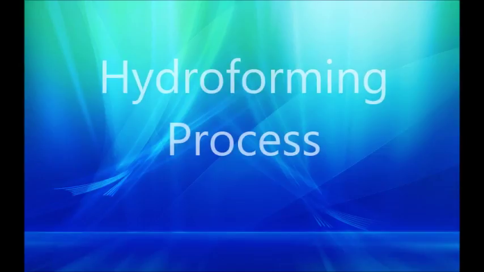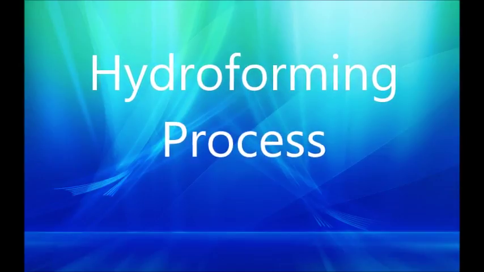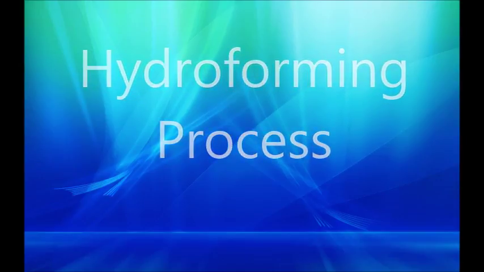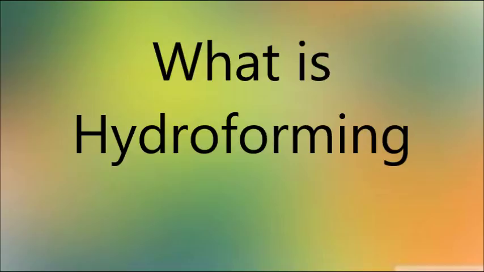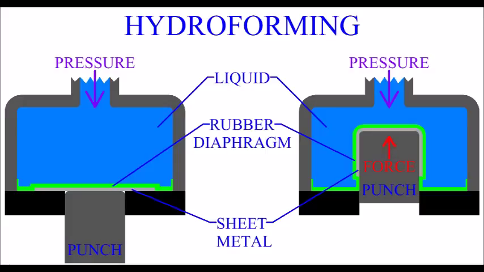The next process is hydroforming process. What is hydroforming process? Hydroforming is a metal fabrication and forming process which allows the shaping of metals such as steel, stainless steel, copper, aluminum, and brass. This process is a cost-effective and special type of die molding that utilizes highly pressurized fluid. This is an example of hydroforming.